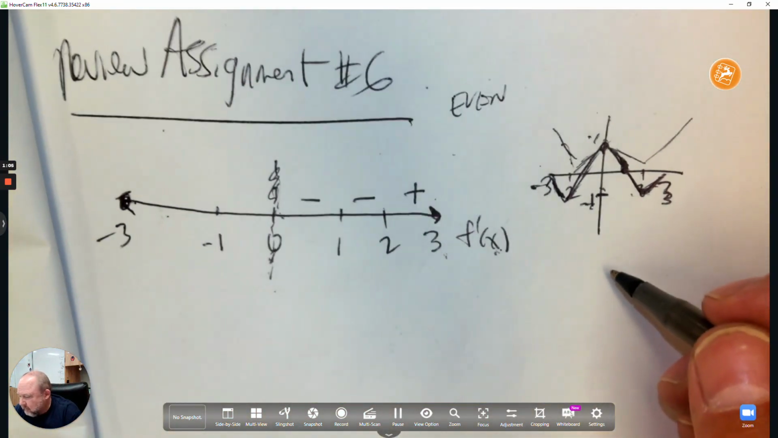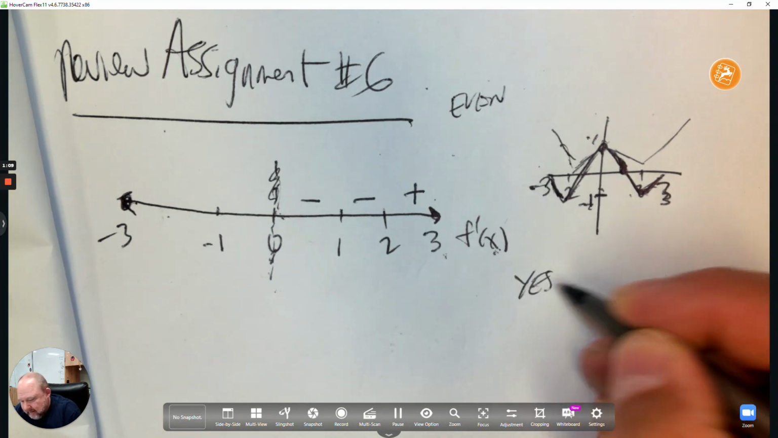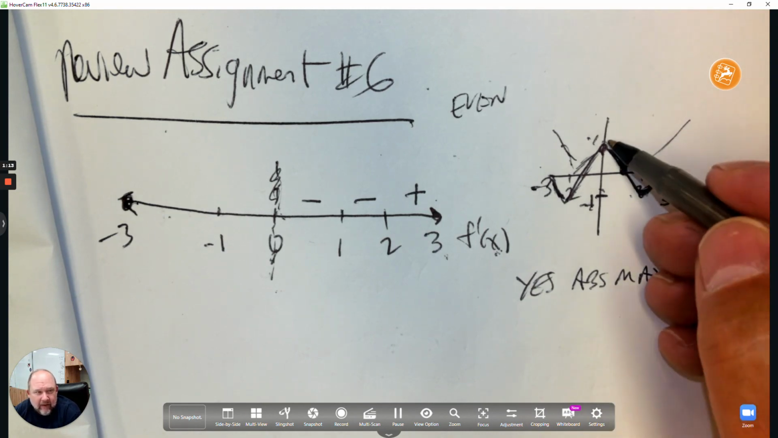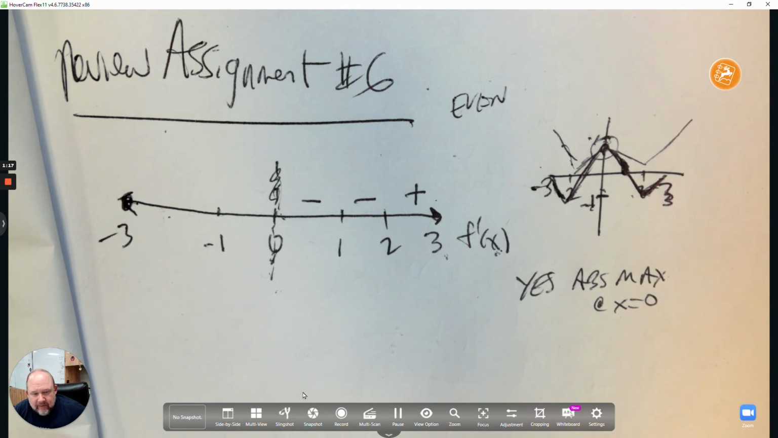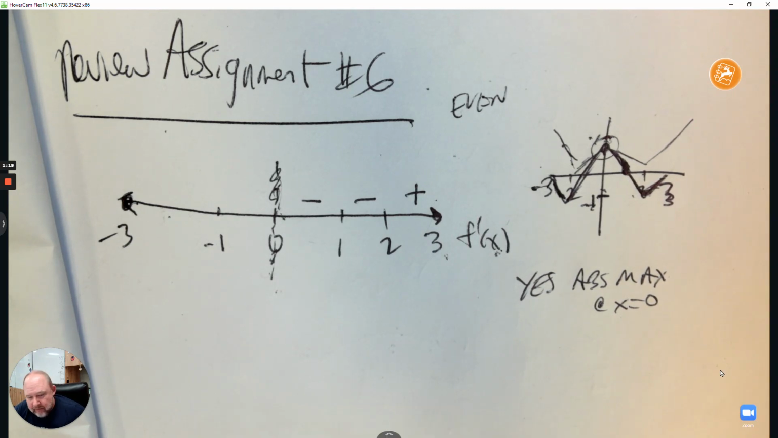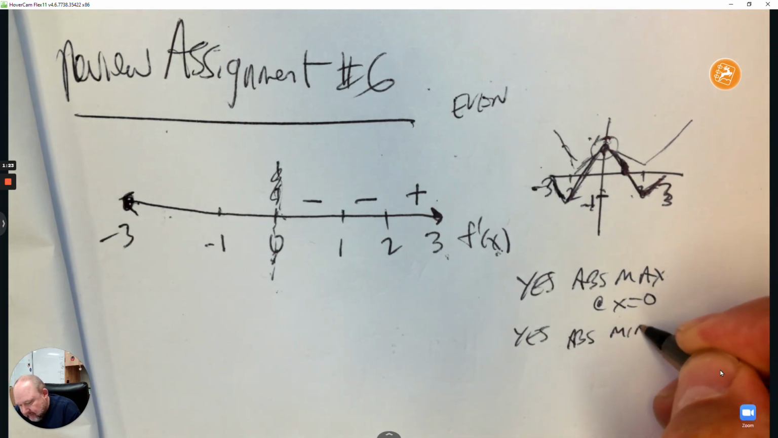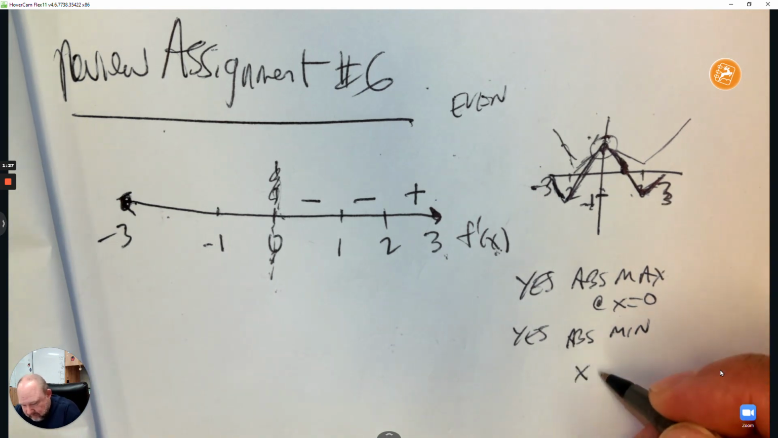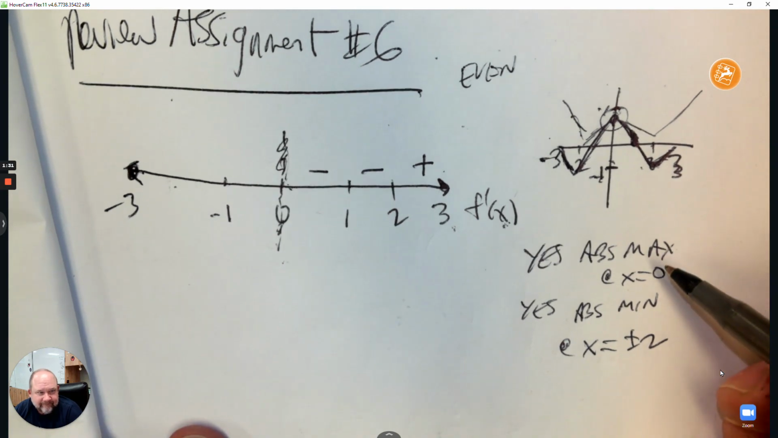And the question is, does it reach a maximum? The answer is yes. And so there's an absolute maximum. It means there's one point higher than all the others. And when does it occur? At x equals 0. Are there minimums? Yes, there's an absolute minimum. So where's the lowest point of the graph? It's at 2 and -2 because they mirror each other.